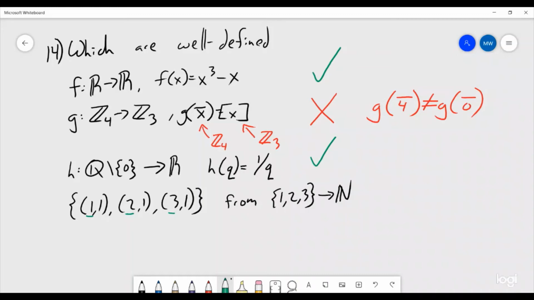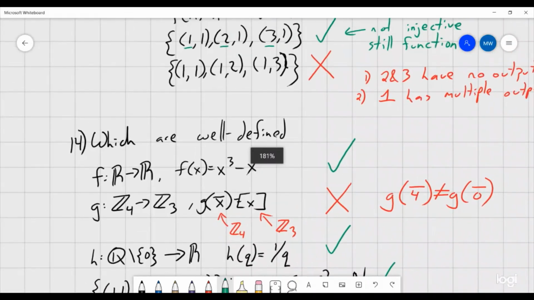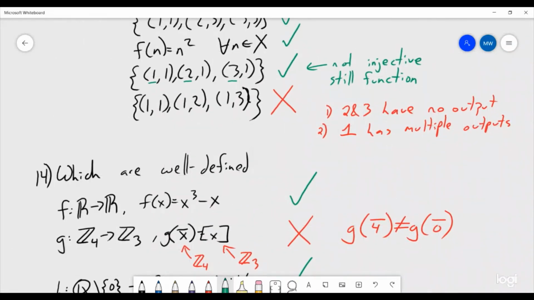No, none of the inputs are the same, but that's how our function is defined. So for it to not be well-defined, we have to have the same input and different outputs. So this is going to be well-defined. If we were to go up here though, this would not be well-defined because we have the same input but different outputs.